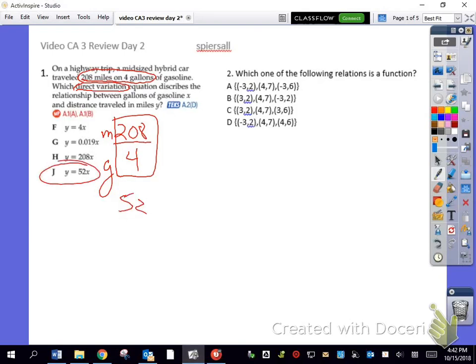Okay? And number 2, which of the following relations is a function? Remember, to be a function, there's going to be no repeating x's, so I need to look at the first numbers: -3, 4, -3. That does not work, so A is gone. The next one, you got 3, 4, -3. That one looks good. 3, 4, 3 will not work because of the two 3's. And on the last one, you got -3, 4, 4, and the two 4's don't work. So the answer is B.